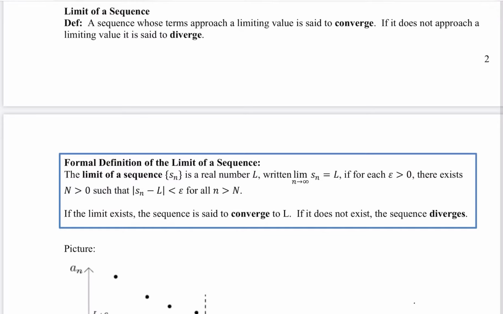When we think about a limiting value, we're talking about a sequence of numbers where we're subbing in the naturals: 1, 2, 3, 4, 5, and so on. Based on the definition of a sequence, we're talking about that limiting value as n gets bigger and bigger. As n goes to infinity, as you write out more and more of these terms, are they converging or not? Do they have a limiting value or not?